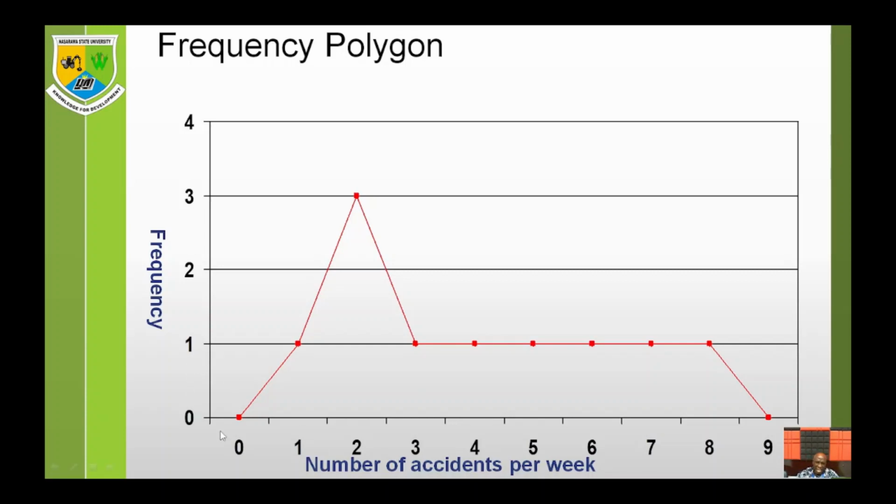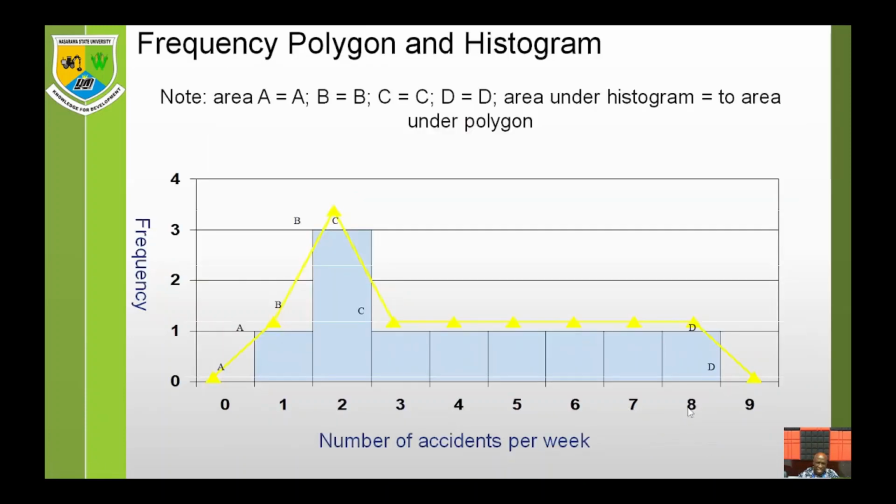This means that every point is joined at the center with a dot and a straight line to join all the points. And so it gives us a line graph. If we remove all the bars, you won't see any bar again. What you see is a line graph. Here it is demonstrated here, and we can calculate the area under the graph.